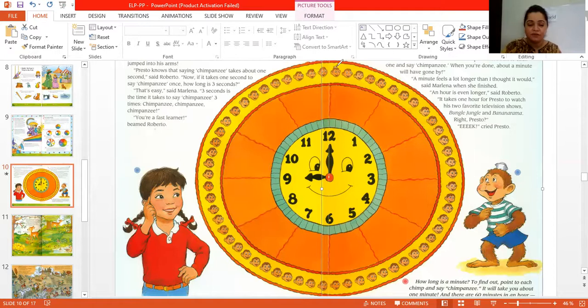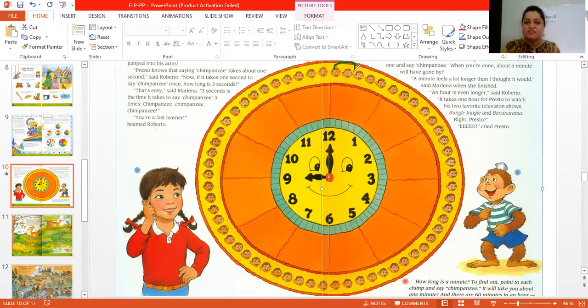So we're going to start from here, right? Now the needle is moving, and this is going to show us how many chimpanzees we can say in a minute. Let's say this is a seconds needle. It will start from here, go around, reach over here, and this will make a minute. Now we are going to only say chimpanzee and we are going to count later on, right? We are going to start from 12.